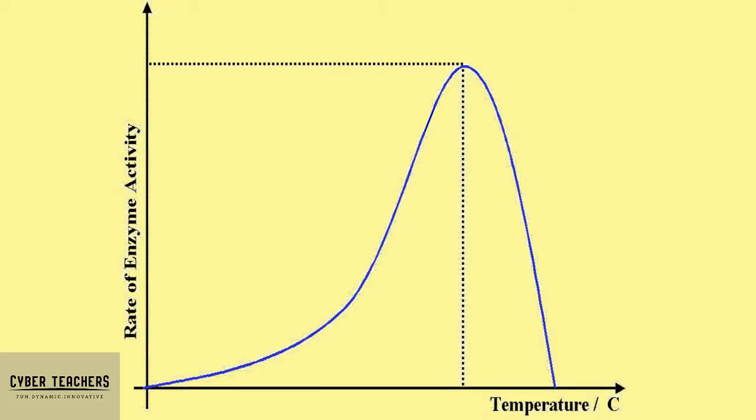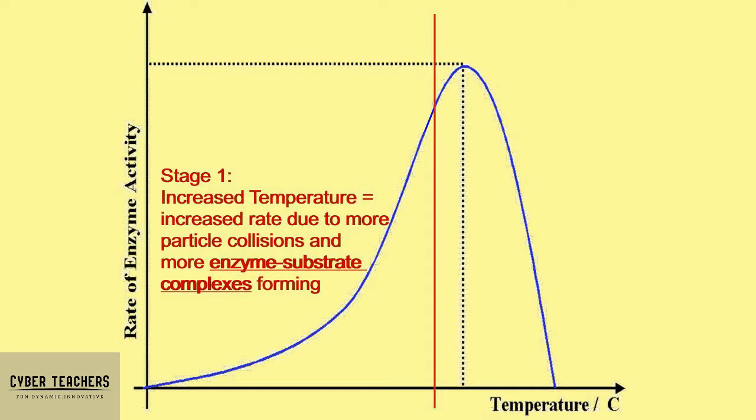At the start of the reaction, the rate of the reaction increases proportionately with the rate of the temperature increase. That's because particles are moving quicker as they've got more thermal energy. If they're moving quicker, there are more collisions, which means that there are more enzyme-substrate complexes being made. That's where the enzyme and the substrate join together, which means there's more reactions and more product being made.